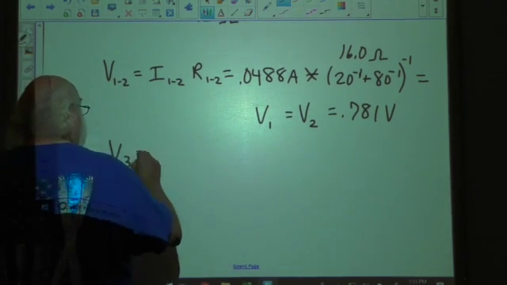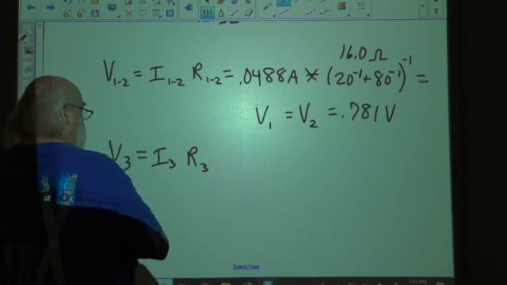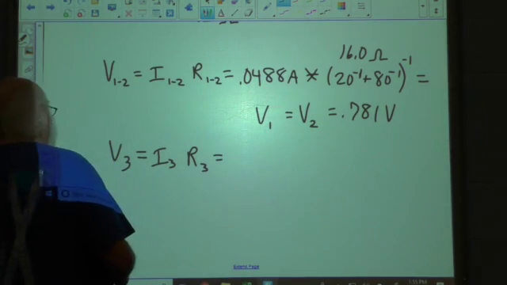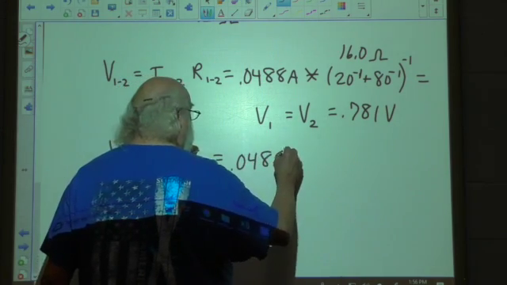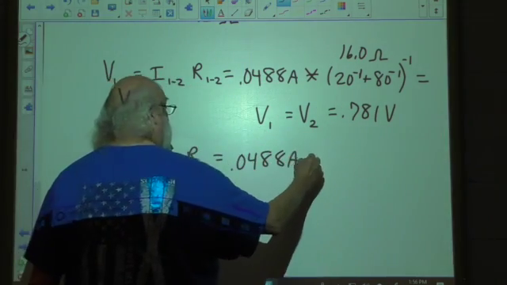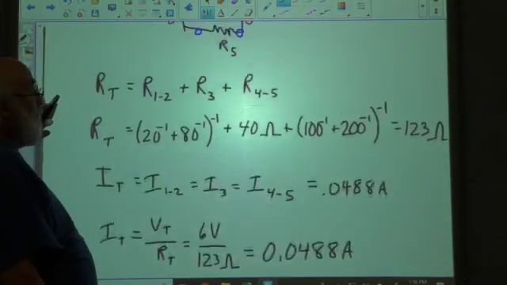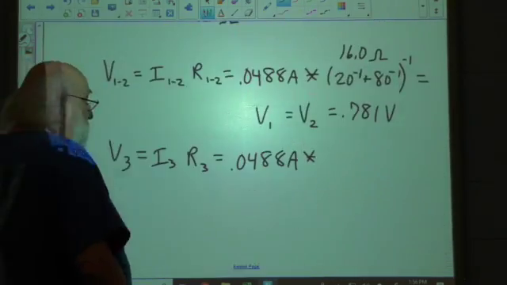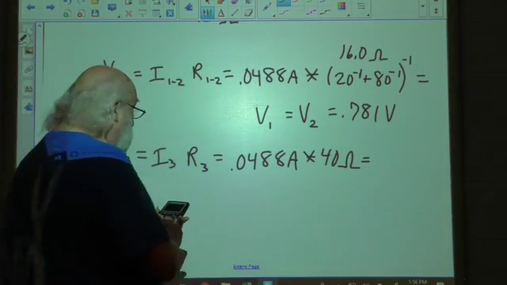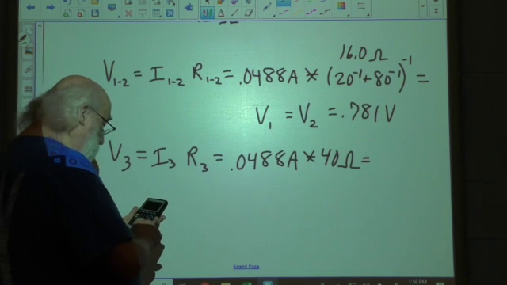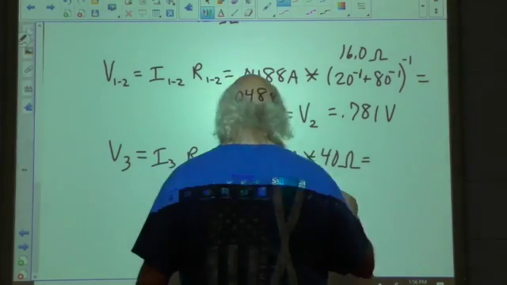V3 equals I3 times R3. So I3, we said, is 0.0488 amps times R3, which I believe is 40 ohms. It is 40 ohms. And that's going to give us 0.0488 times 40 is 1.95 volts.